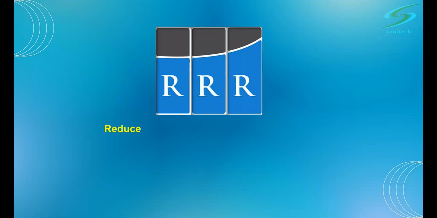The first R is, we have to reduce many things. First of all, we have to reduce the extent of operation. Suppose a farmer operates around 10 ponds for the past 2 to 3 years. Let him come down. A farmer has to operate only 5 or 3 ponds. Based on that, he can provide service to his staff and he can run the show.